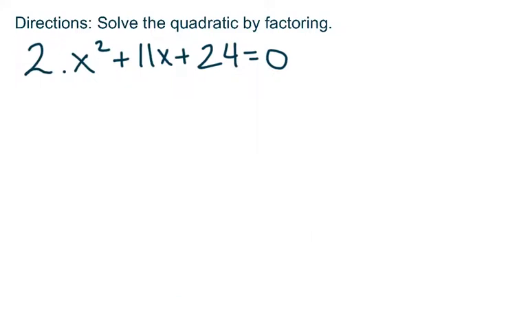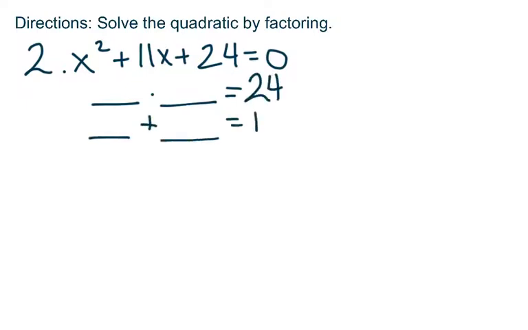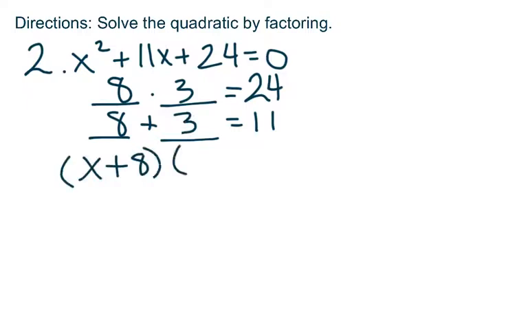Okay. This one also is an easy one. So anytime there's a 1 in front of x squared, remember that's our easy problems. So I need two numbers that multiply to give me 24, but they have to add to give me 11. Those two numbers are 8 and 3. So my factors are x plus 8, x plus 3.